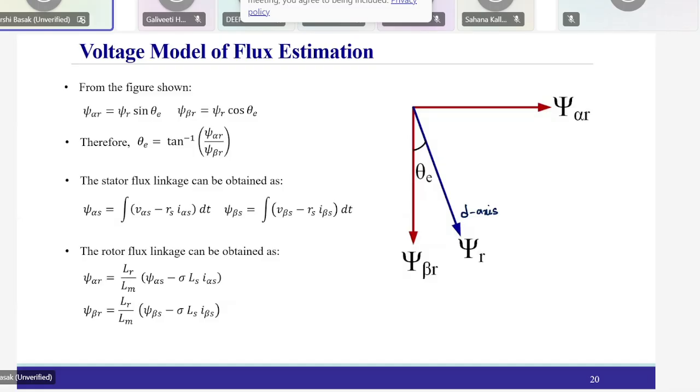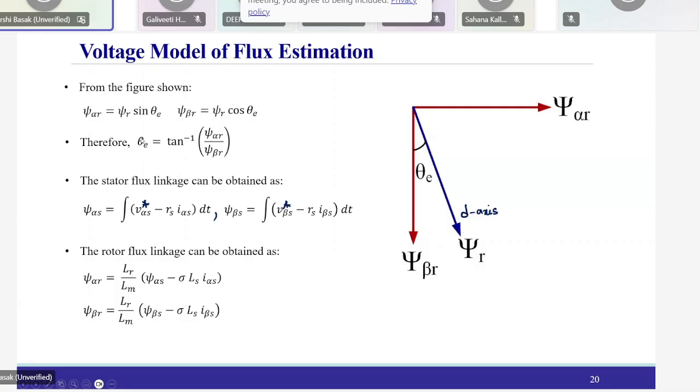So, how to get psi alpha r and psi beta r, that you can get from the flux linkage expressions. You have the reference values: psi alpha s will be v alpha s star minus rs into i alpha s, and similarly for v beta s, psi beta s will be there. And again, from the expressions for psi alpha s and psi beta s, you will use the leakage factor ls, and you will get the values of psi alpha r and psi beta r. Then take a tan inverse, and you will get theta e.